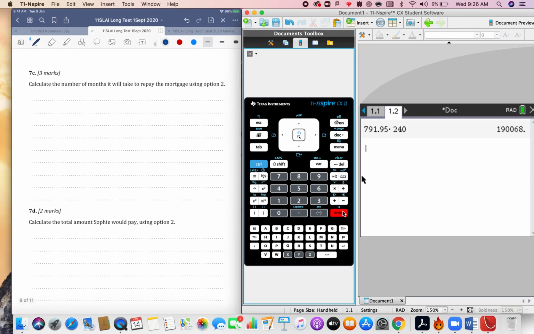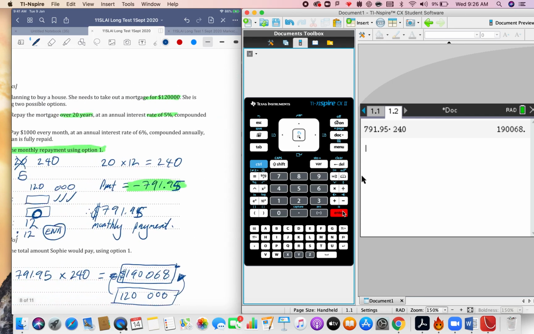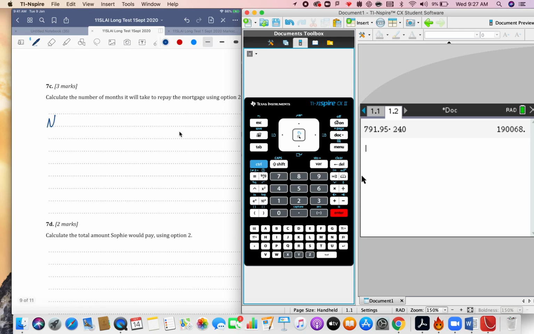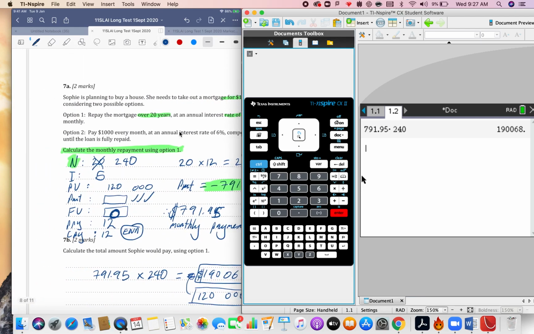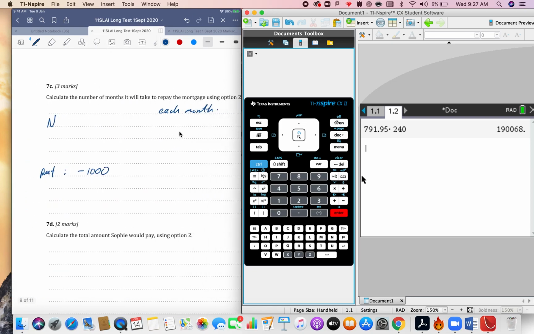Let's have a look. Calculate the number of months it will take to repay the mortgage using option 2. This looks like another Finance Solver. We've got N again. Let's go back to see what option 2 is. Option 2 is 1,000 every month. So the payment is negative 1,000 each month, with an annual interest rate of 6% compounded annually. So the interest rate is 6%.